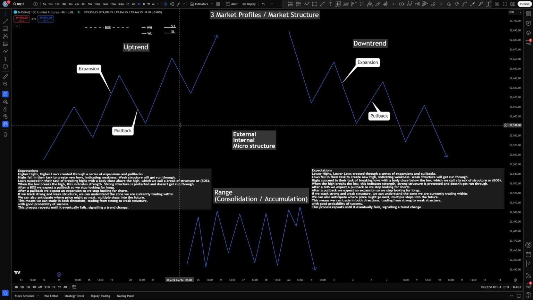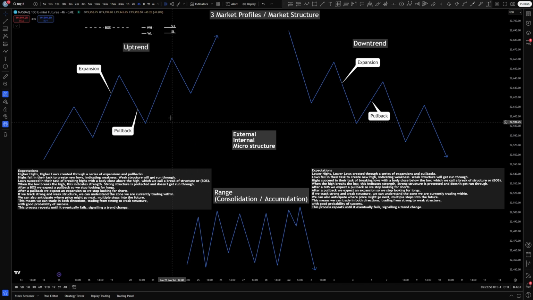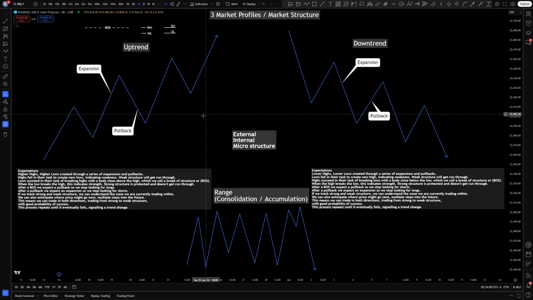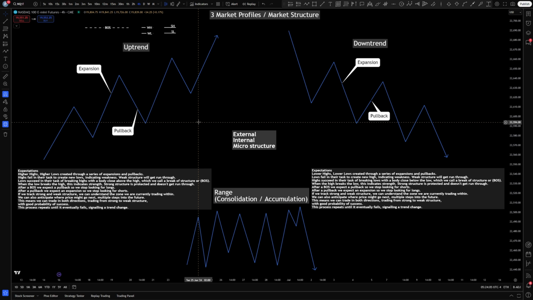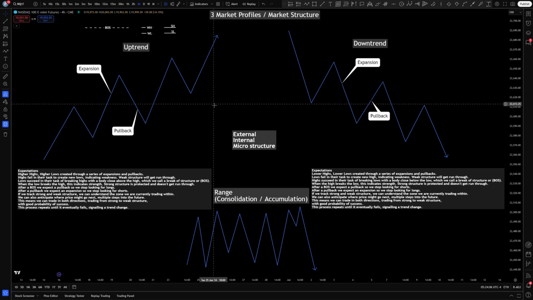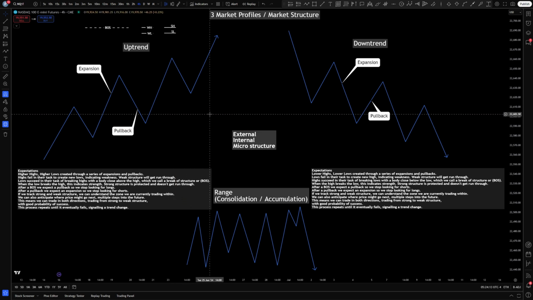So to define which of these profiles we're in, we can sometimes just look at the chart and we can see it really clearly, like on these examples here. But of course, it's not always as perfect as this. It's not always this obvious. So if we use a structured and systematic criteria for identifying structure, then we can be confident, from the perspective of probabilities at least, that we are trading with the direction of the market. So let's look at how we do that.